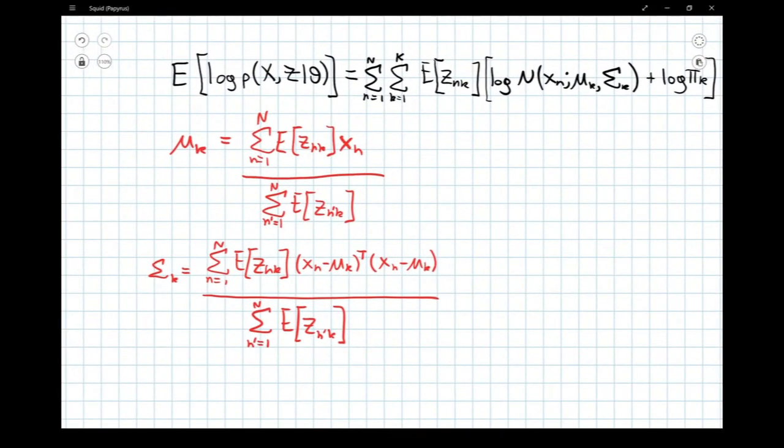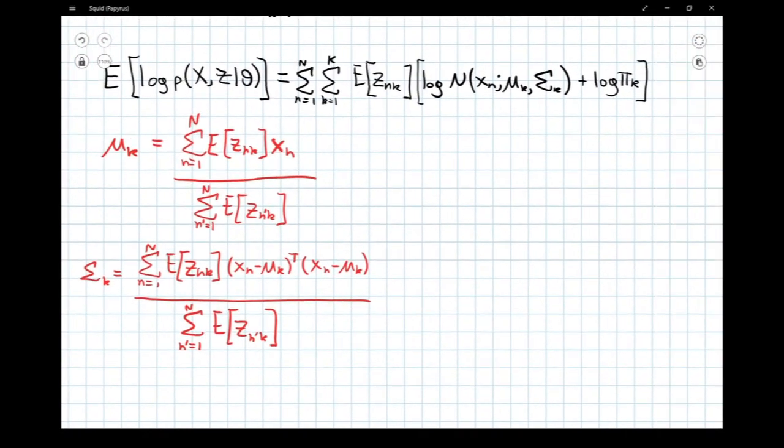Okay, so what we have now is our expression for our next best guess at the covariance matrix, and you can see both of these look like our standard expressions for the sample mean and sample covariance matrix, but they've been weighted by the expected value that each data point has come from a particular Gaussian. So we just have one thing left to do. We need to find our next best guess at the mixture proportions.